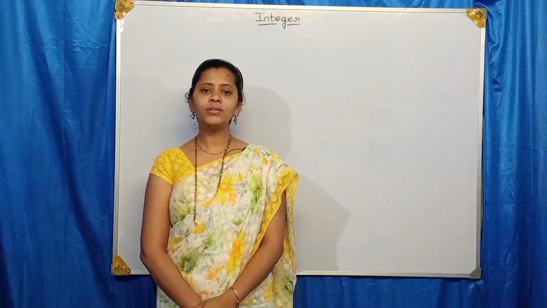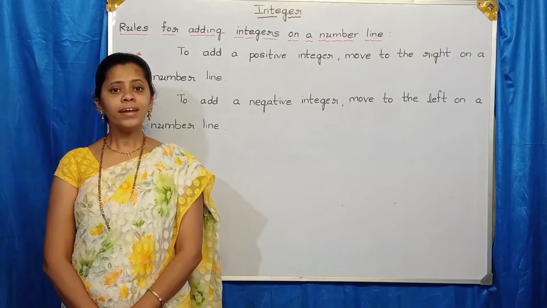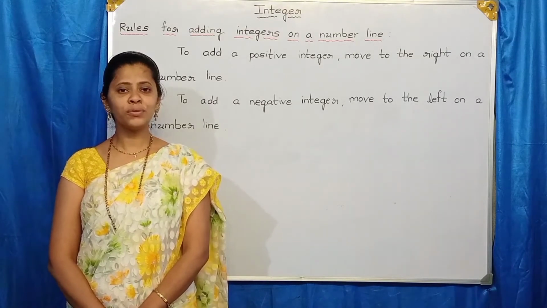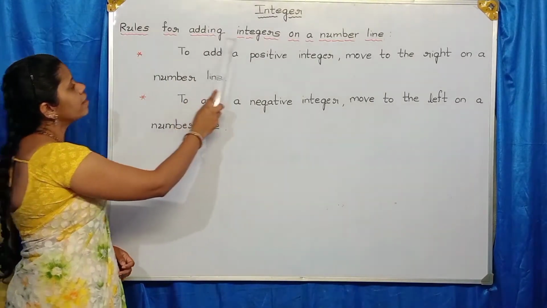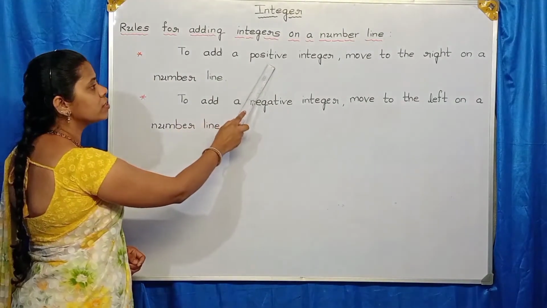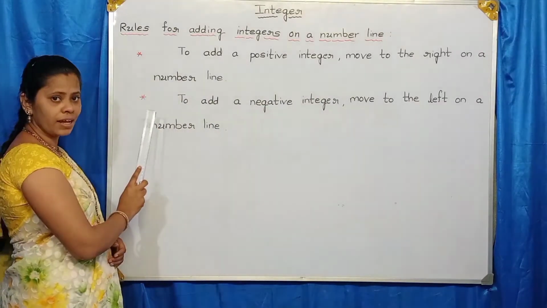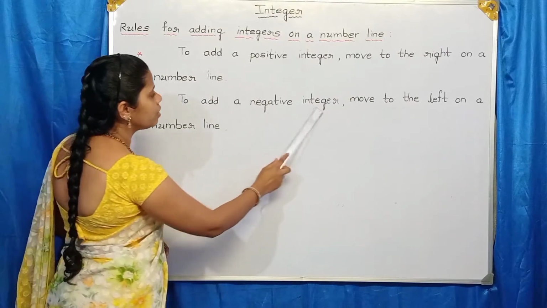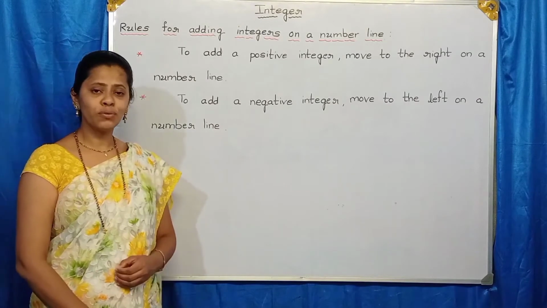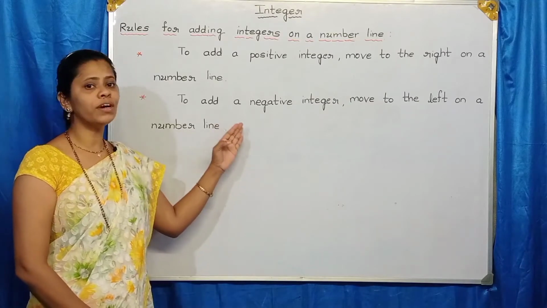In this class, we are going to discuss addition of integers on a number line. To add integers on a number line, we have two rules. Now, let's read these rules. Rules for adding integers on a number line. First rule: to add a positive integer, move to the right on a number line. Second rule: to add a negative integer, move to the left on a number line. The meaning of these rules I will tell you while doing problems. Please note these rules in your notebook.